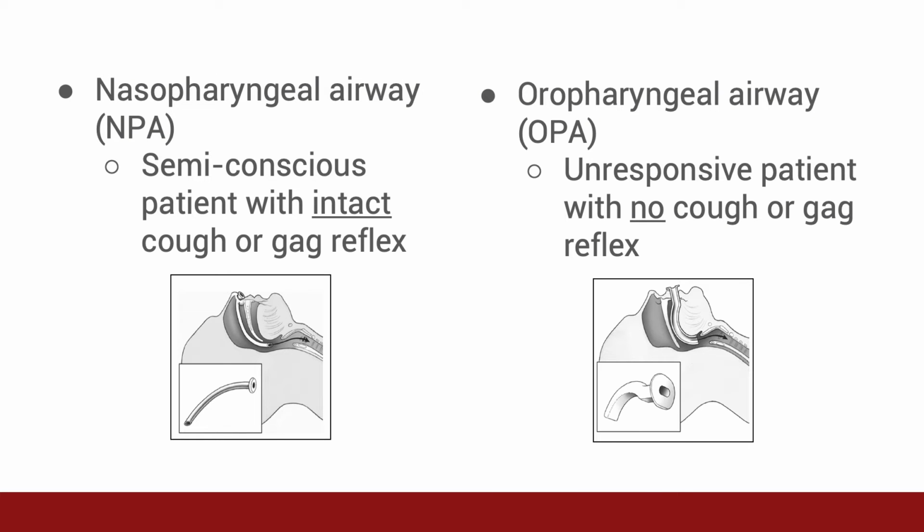Dr. Newberry, can you remind us what type of patient is most appropriate for each of these tools? Nasopharyngeal airways are best suited for semi-conscious patients who are still somewhat responsive with a gag or cough reflex. Oropharyngeal airways are more irritating and thus are only appropriate for truly unresponsive patients.